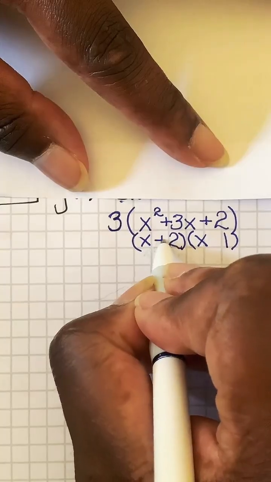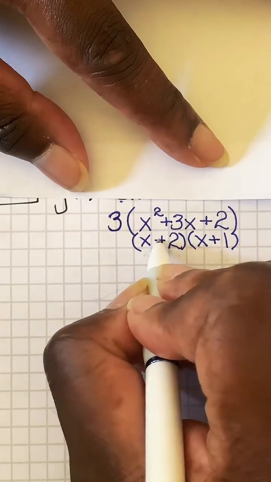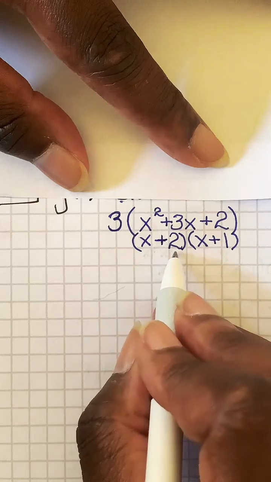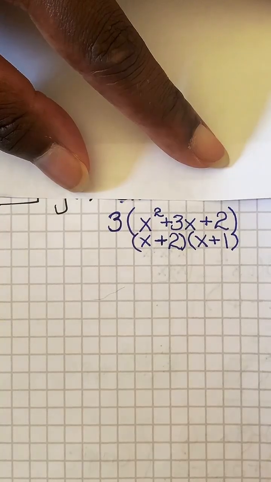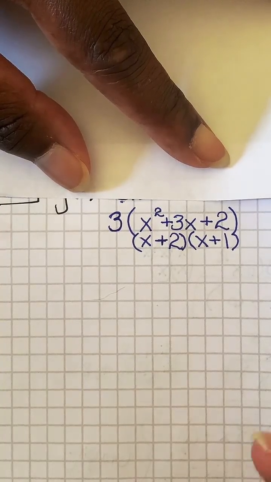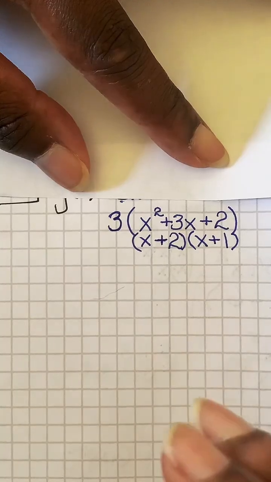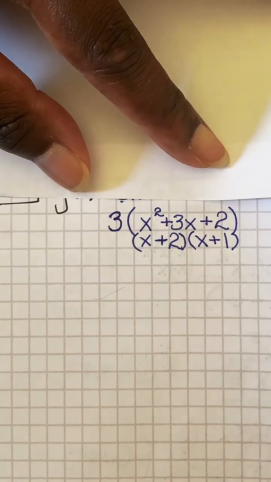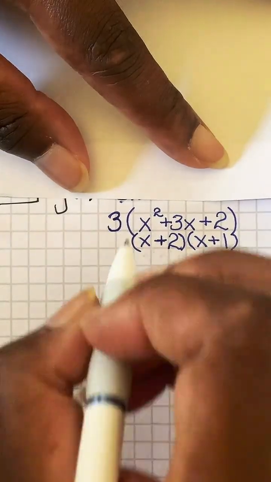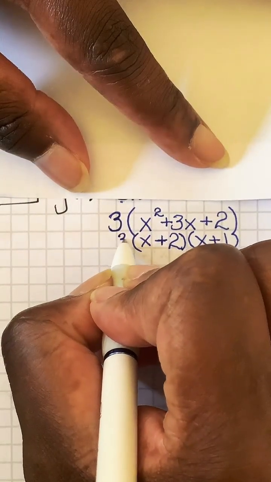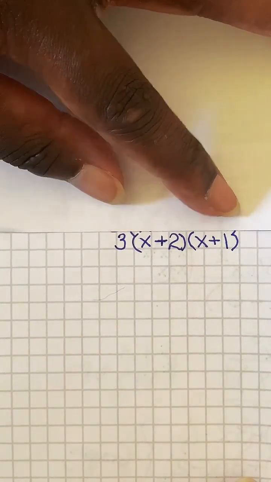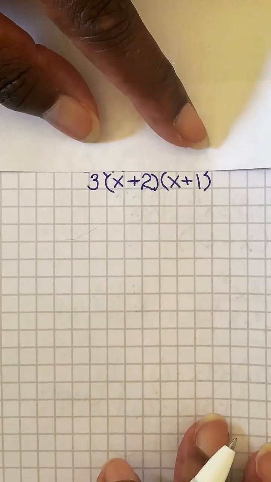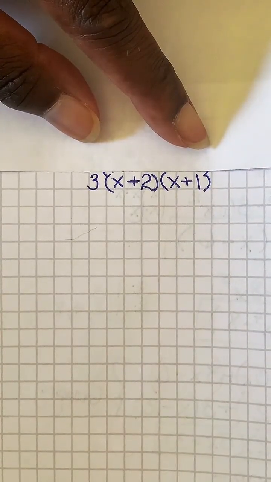And they're all positive. Now, would you be wrong if you put the x plus 1 first and the x plus 2 next? No, you will not. It's multiplication, and multiplication has the commutative property. But don't forget about the 3, bring that down. Okay. So now this is completely factored.